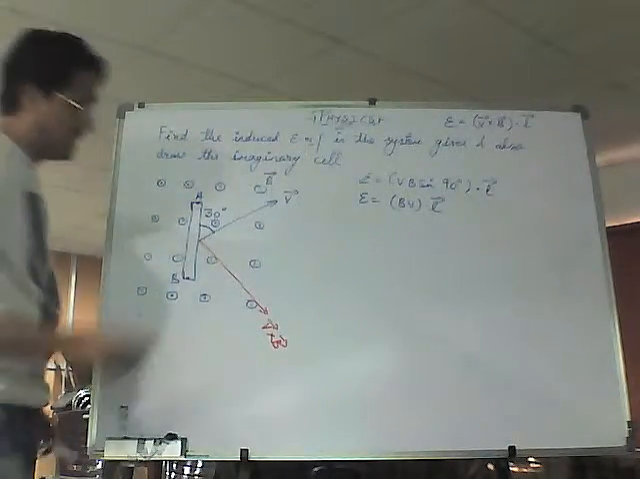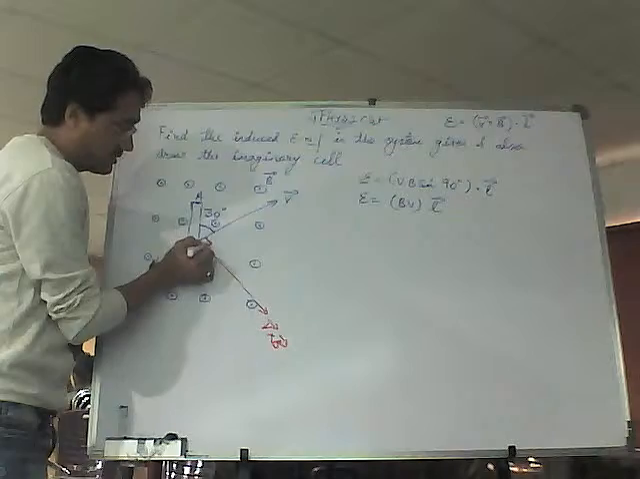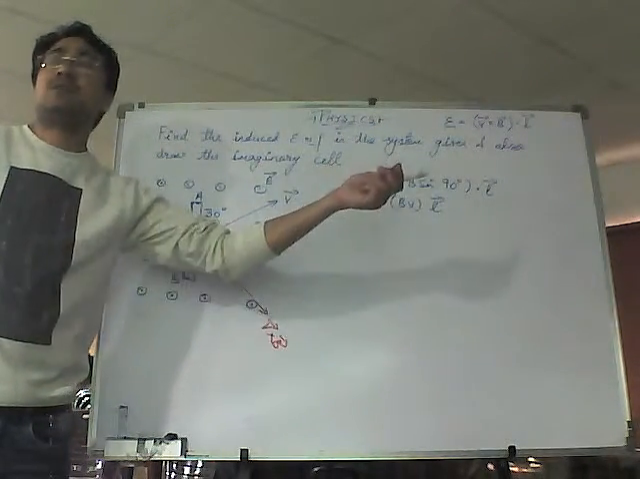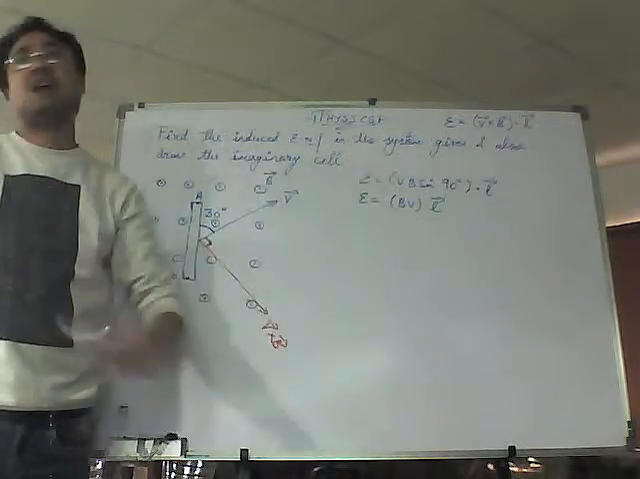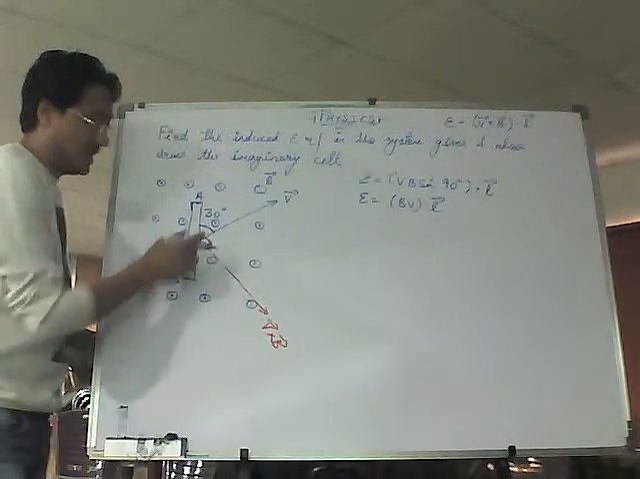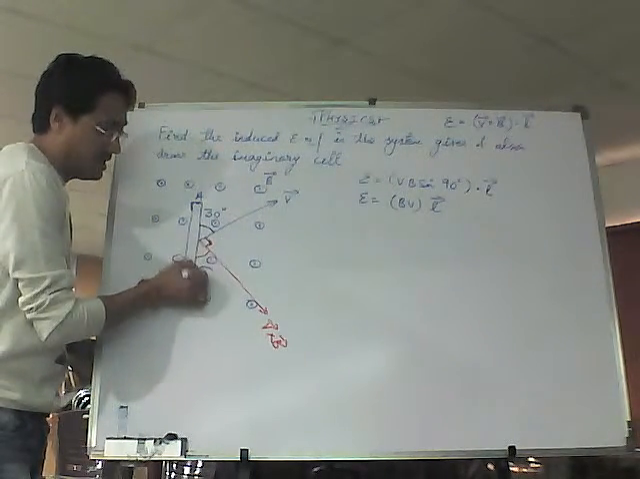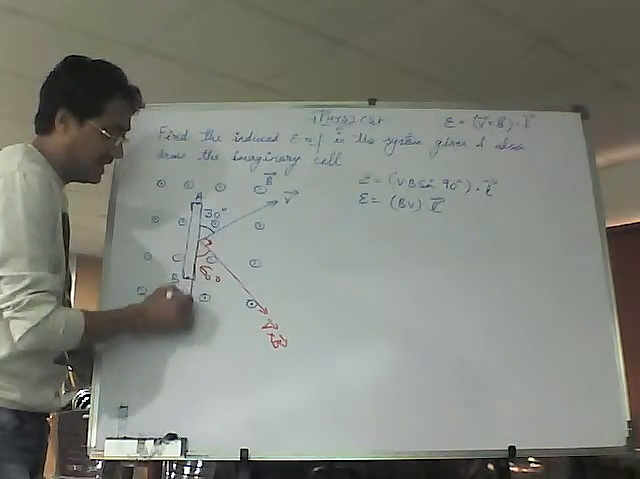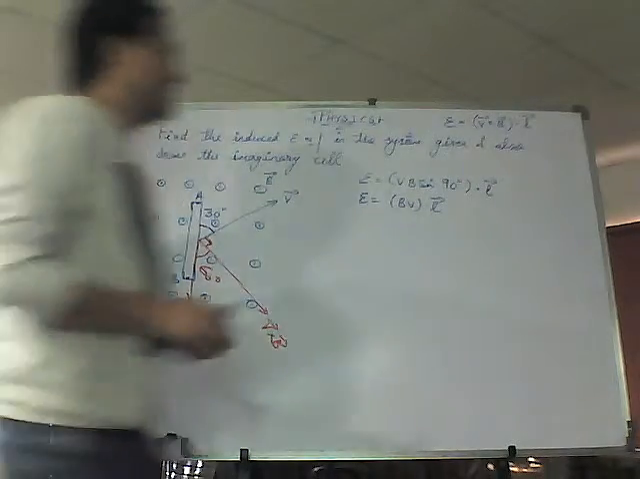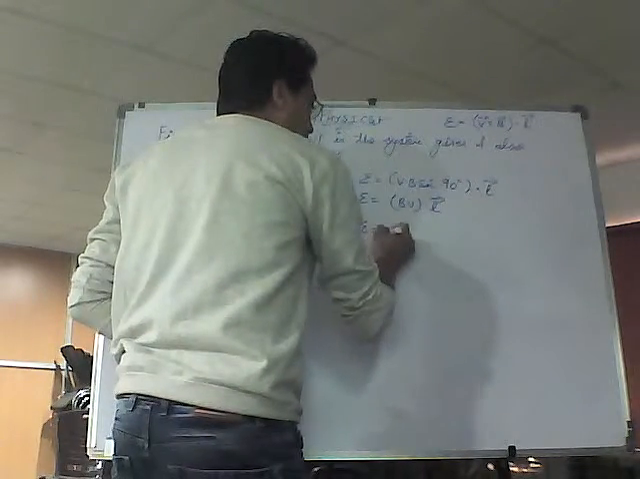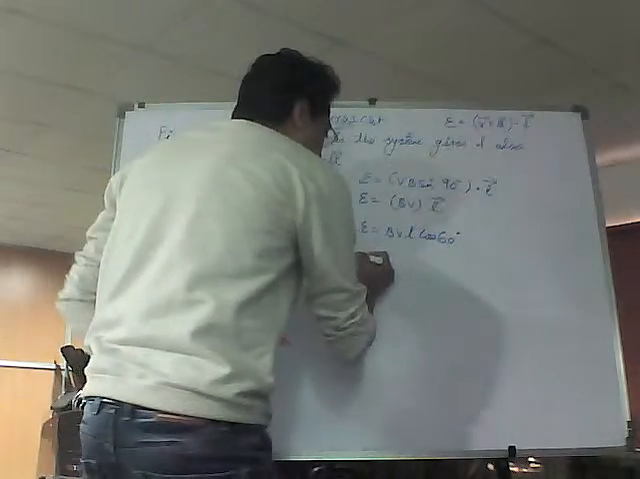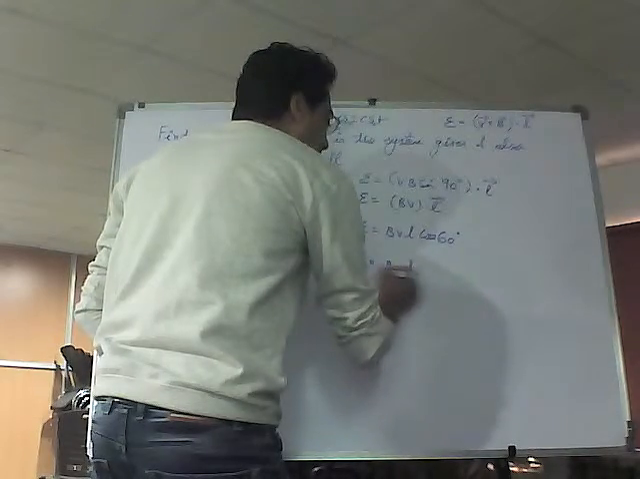V cross B will have a direction this way and it will be perpendicular. As I told in the previous problem too, A cross B vector is equal to C vector, so C vector will be perpendicular to A as well as perpendicular to B. So V cross B will be perpendicular to V as well as B. So this is 90, this is 30, 120, so what will this angle be? 60 degrees. L vector we can take in this direction. So finally E is equal to BV dot L, so E is equal to BVL cos 60 degrees, which is 1 by 2. So E is equal to BVL by 2 volts.